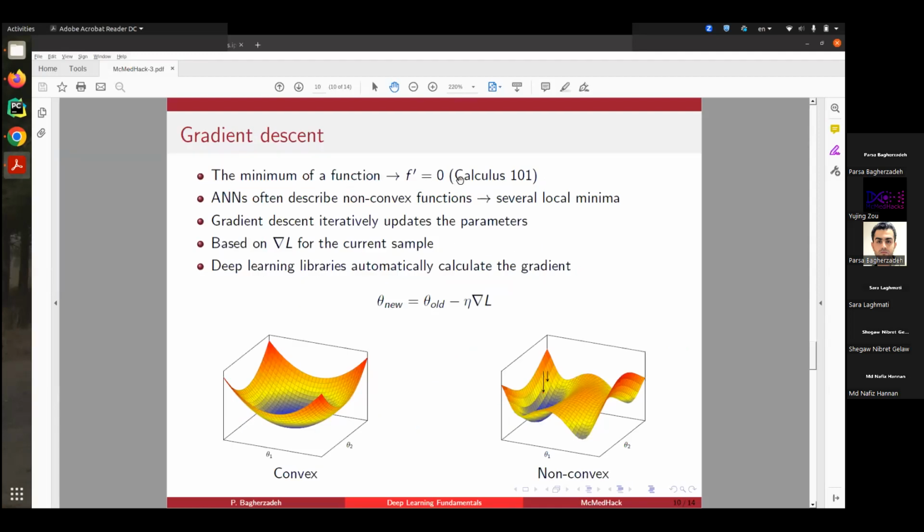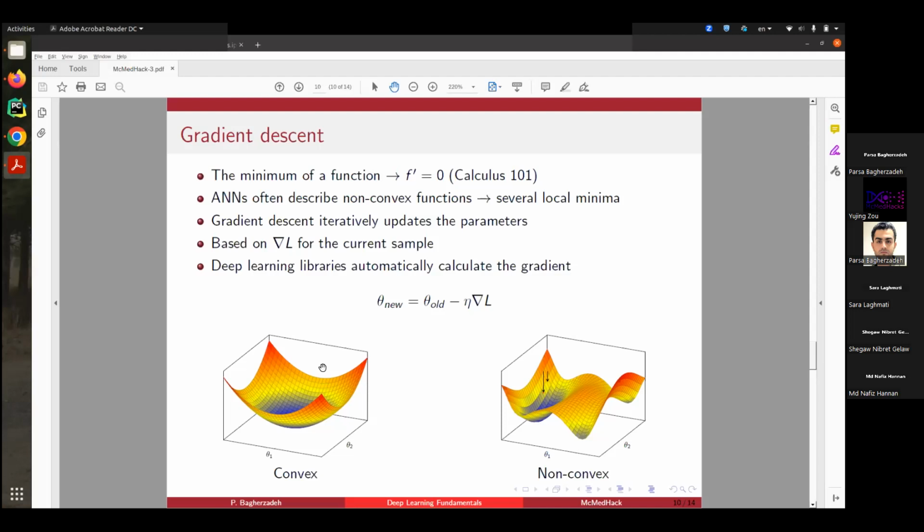If we remember from the first calculus course that we had, Calculus 101, if we want to find the minimum of a function, we only need to set the derivative of that function to 0 and find for which values the derivative is 0. Then at that point we can say, okay, this point yields the minimum for this function.